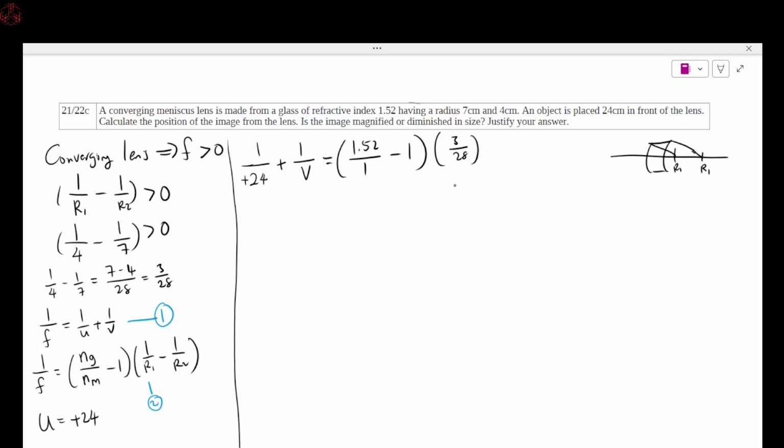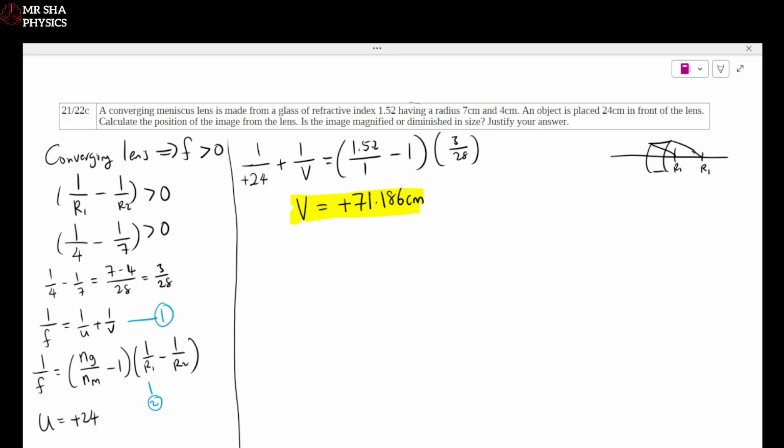So then I am going to find that my image is in fact positioned at positive 71.186 centimeters. So this is my answer for the first part, which is to determine the position of the image.